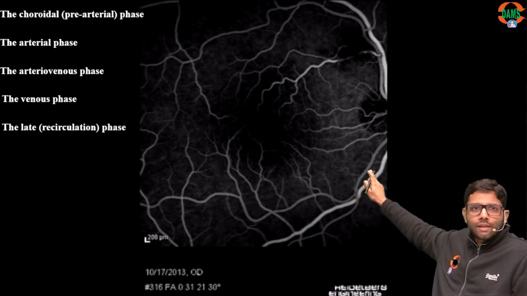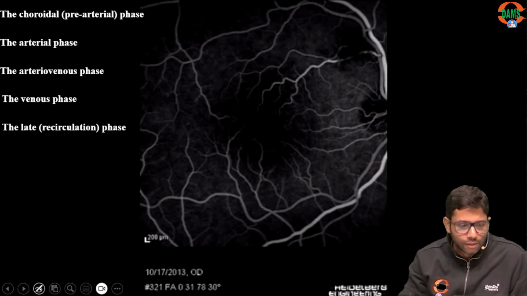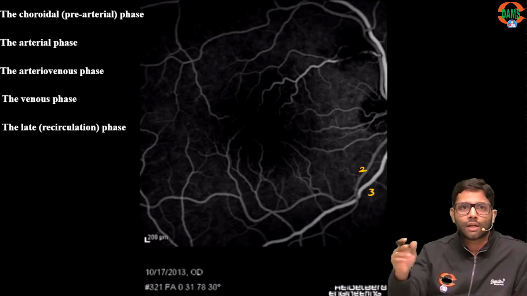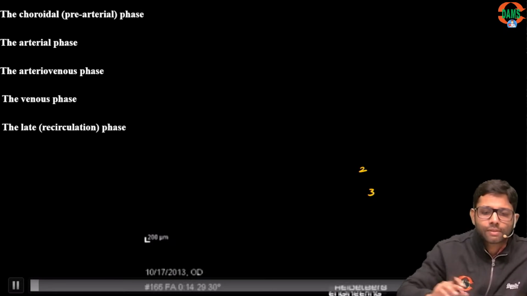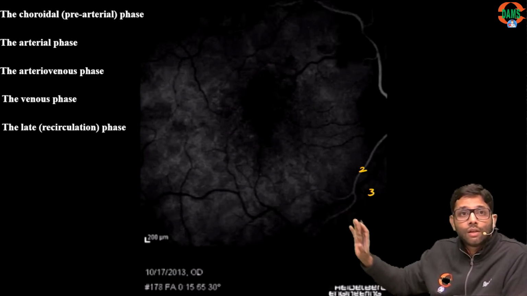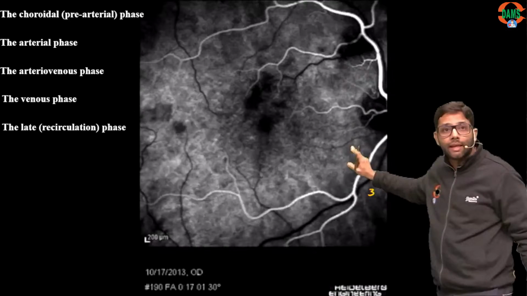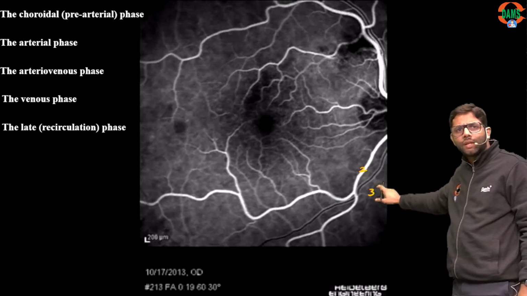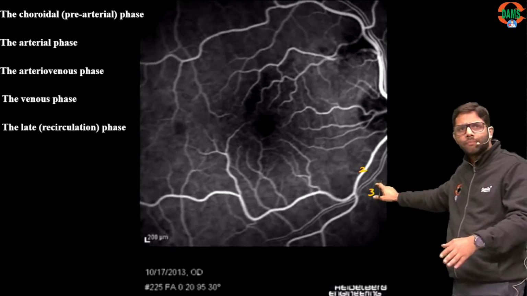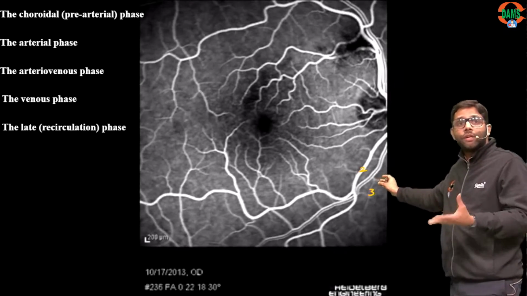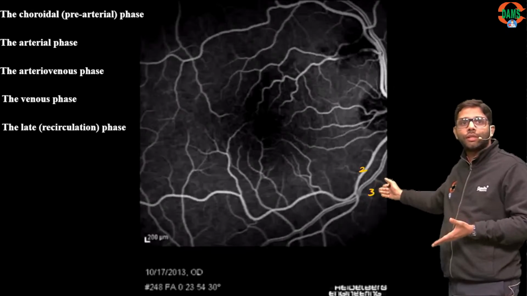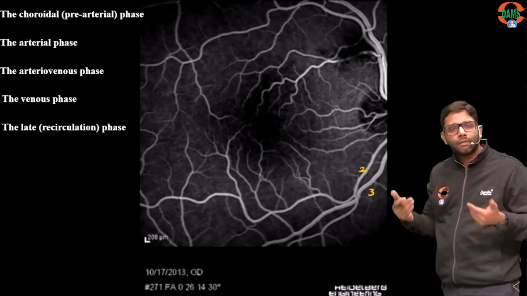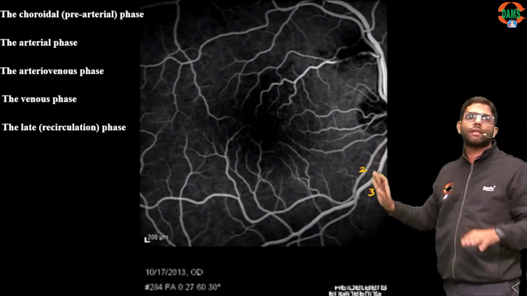You see here, if you see carefully, this is the artery, this is the vein, 2:3. I'll repeat the video, you'll understand better now. See, first phase, it goes into the choroid, then artery, arterial phase, then slowly the vein is filling, arteriovenous phase, a continuous process. Then the vein is fully filled. How to differentiate? 2:3. Vein has the bigger lumen. And then it will not remain in the eye, it will go outside the eye. It's the recirculation phase, that's the late phase.